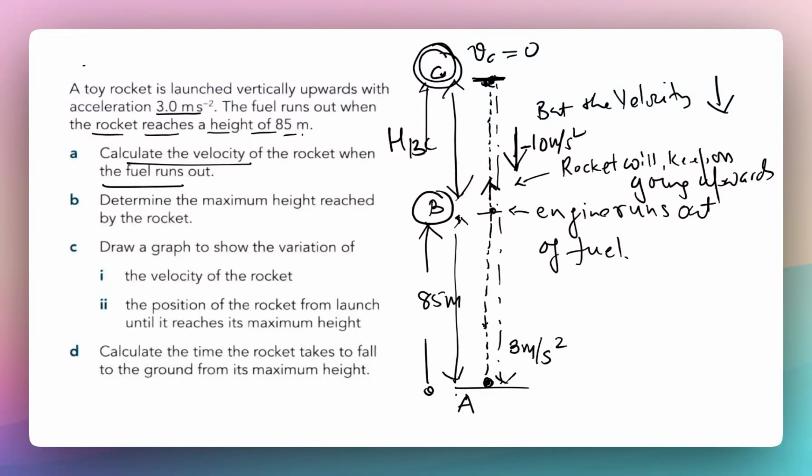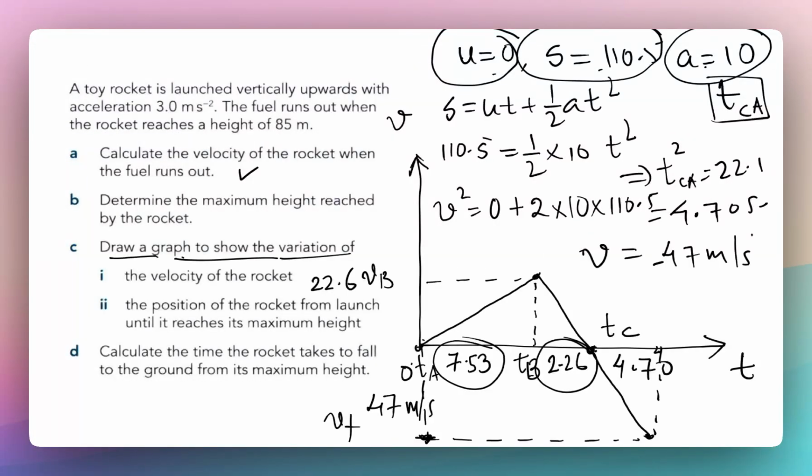Now let's get to the next part. Next part, it says calculate the time the rocket takes to fall to the ground from the maximum height, right? So that's going to be easy. So this is our maximum height. From here, we have to calculate how much time it is going to take to fall to the ground. I think we already calculated that when we were doing this, right? So this was our maximum height, or the zero velocity. And then we calculated it will take 4.7 seconds for the rocket to fall to the ground, right?